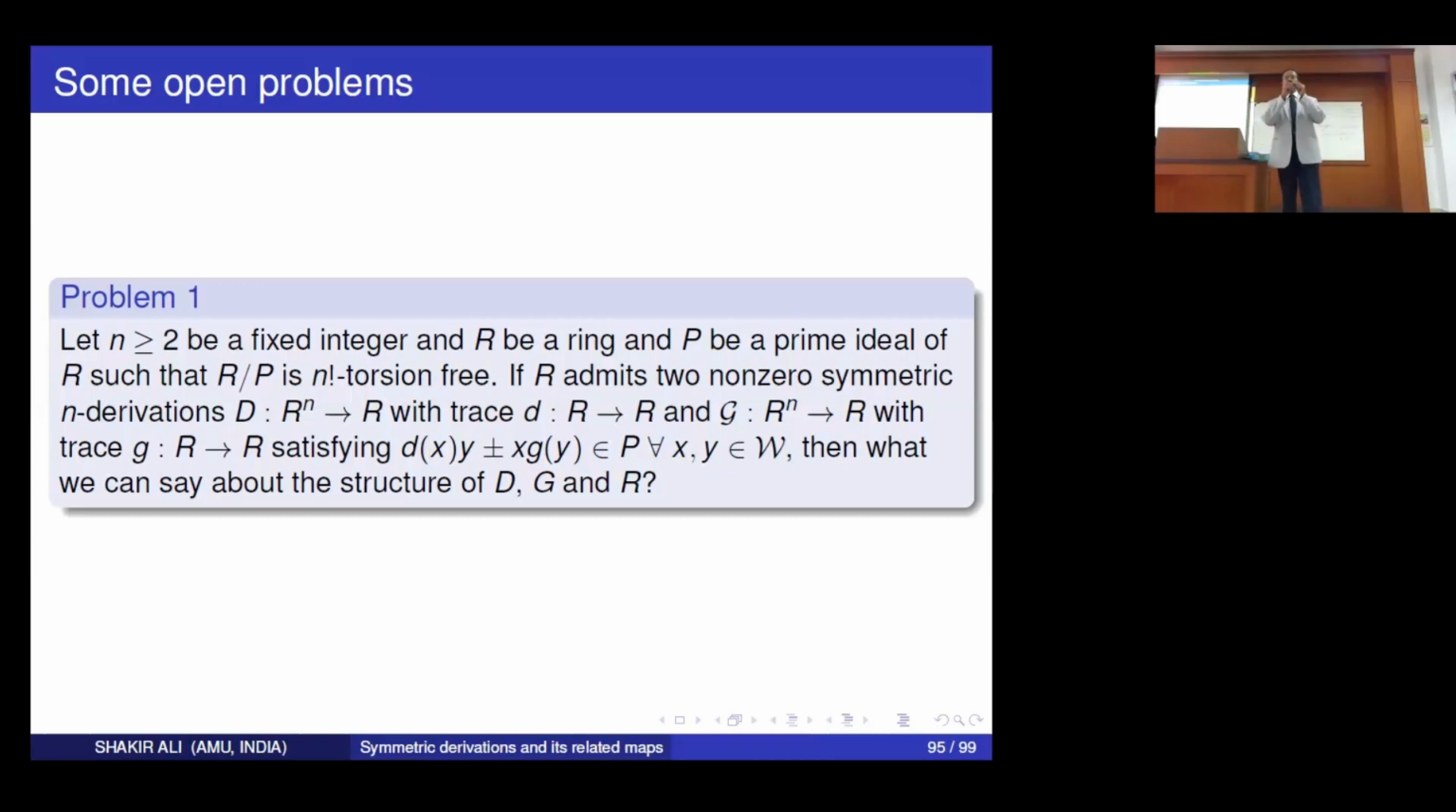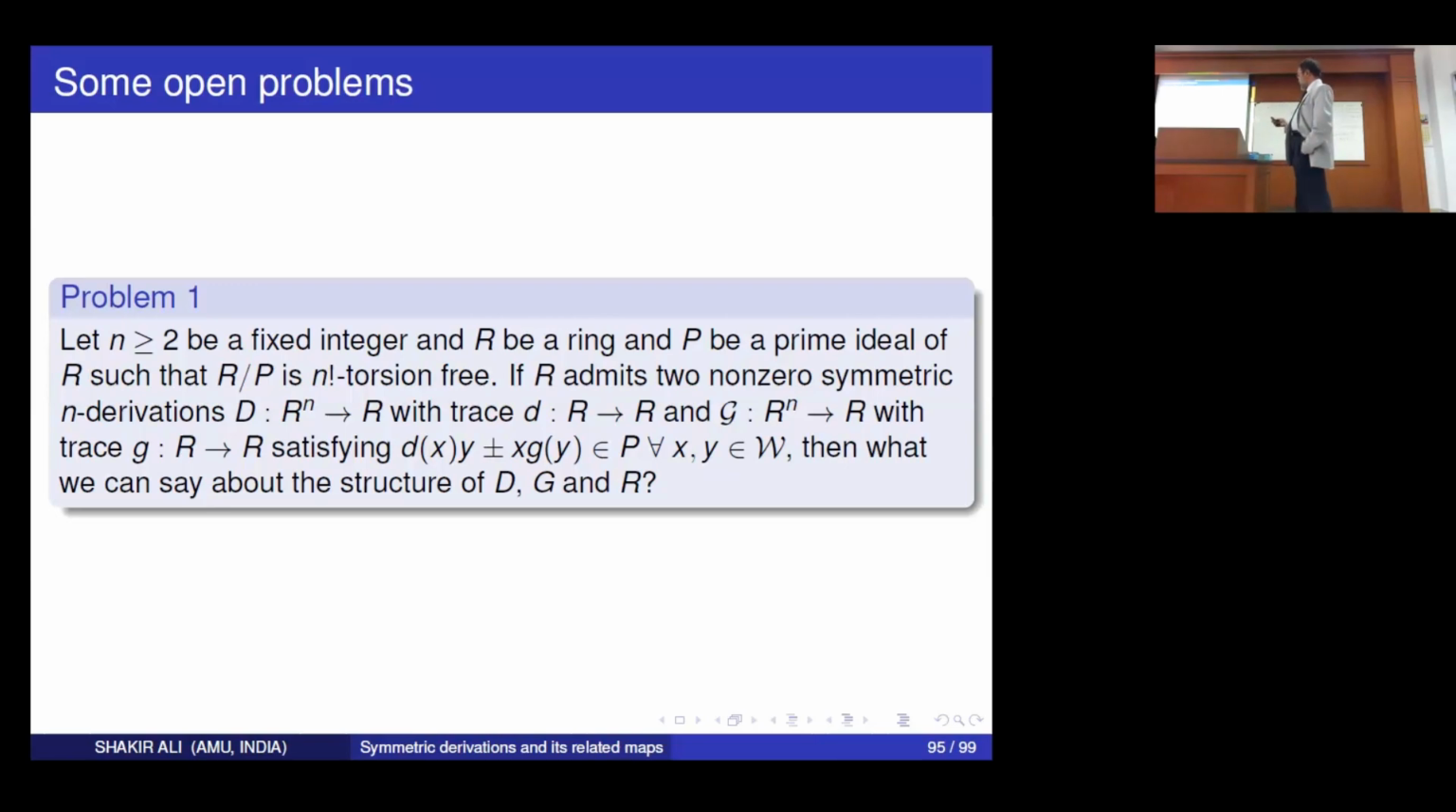So if you remember, we told you two things. If we fix the structure, then we describe the maps. If we fix the structure of the ring, then we describe the map, or if we choose a particular type of map or fix these maps, then we find out the ring structure. Okay, so these are things we discussed. That means we are talking here, if this holds, what we can say about the structure of D, G, and R. So these are the new problems.